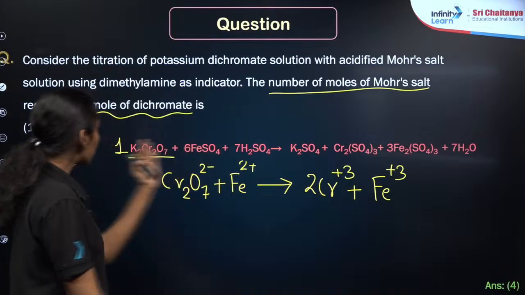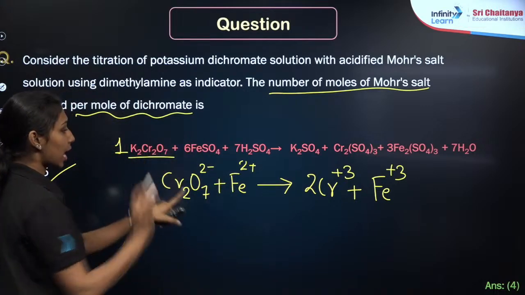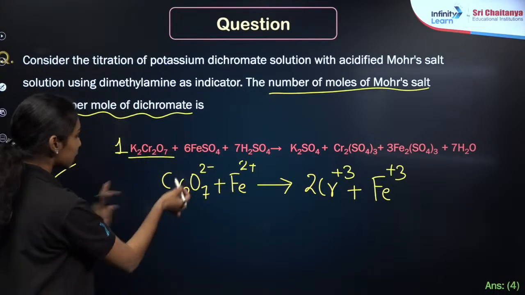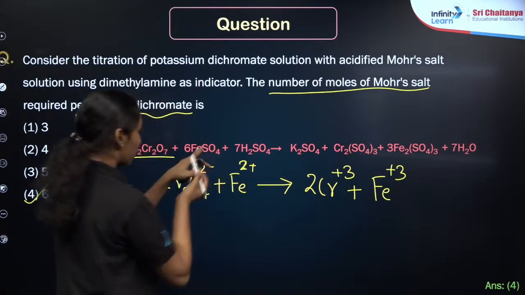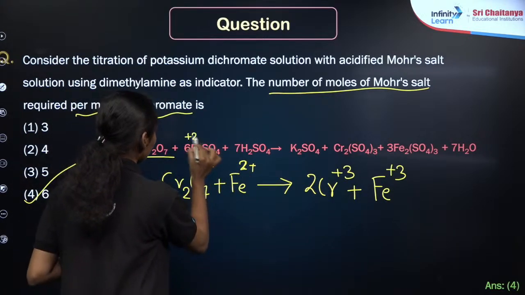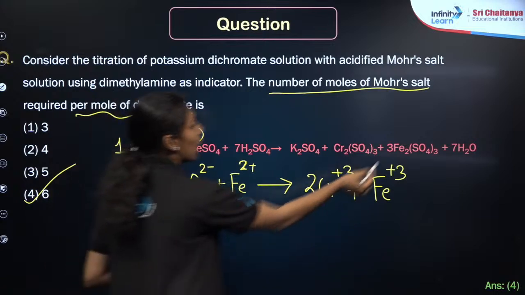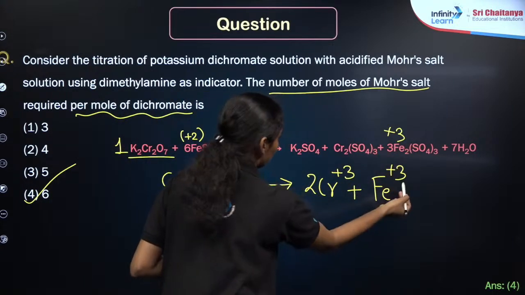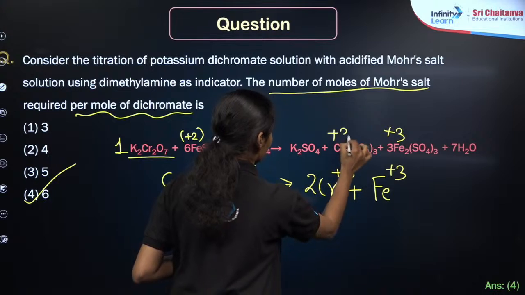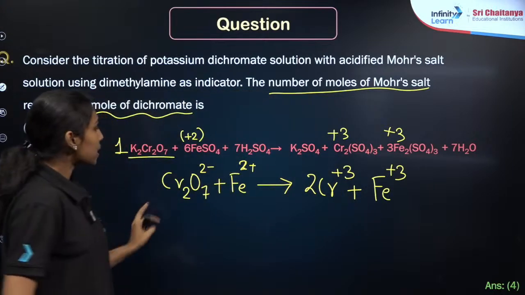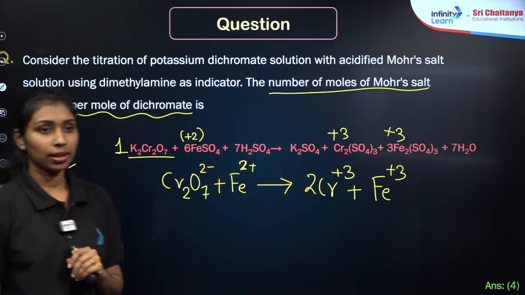If you do not remember the complete reaction, you can just remember it like this. Dichromate ion Cr2O7 2 minus will react with Fe2 plus, right? In ferrous sulfate, it is in the plus 2 oxidation state. Then it will oxidize to form the plus 3 oxidation state, Fe3 plus, and here it is Cr3 plus, which is in the plus 3 oxidation state. This will be the simple equation for this reaction. Clear?